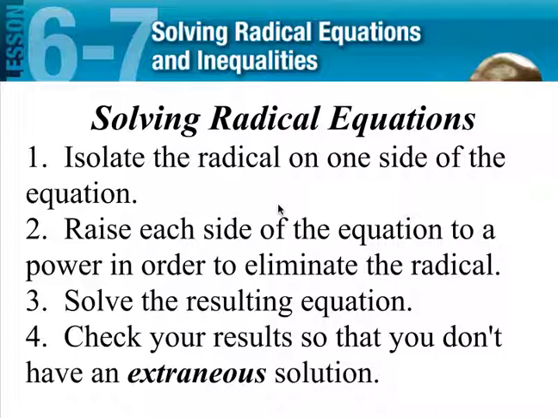The second step, raise each side of the equation to a power in order to eliminate the radical. Basically you're getting rid of the square root sign, or the cube root or the fourth root. Next step is to solve the resulting equation. And then finally, you need to check your results so that you don't have an extraneous solution.